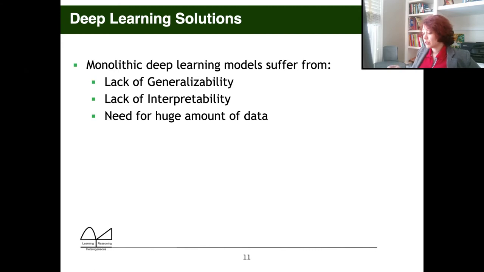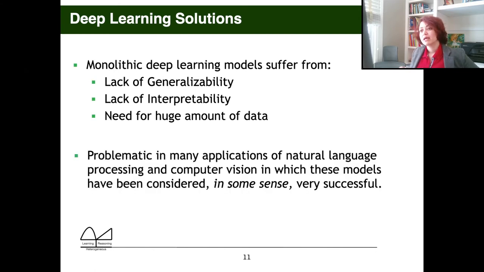So that is an issue for current deep learning models: they lack generalizability and interpretability. They need a huge amount of data for training. And though we hear a lot of interesting stories like deep learning models generating a full article that might make sense to us, they really have problematic issues if we want to rely on them for real world applications.